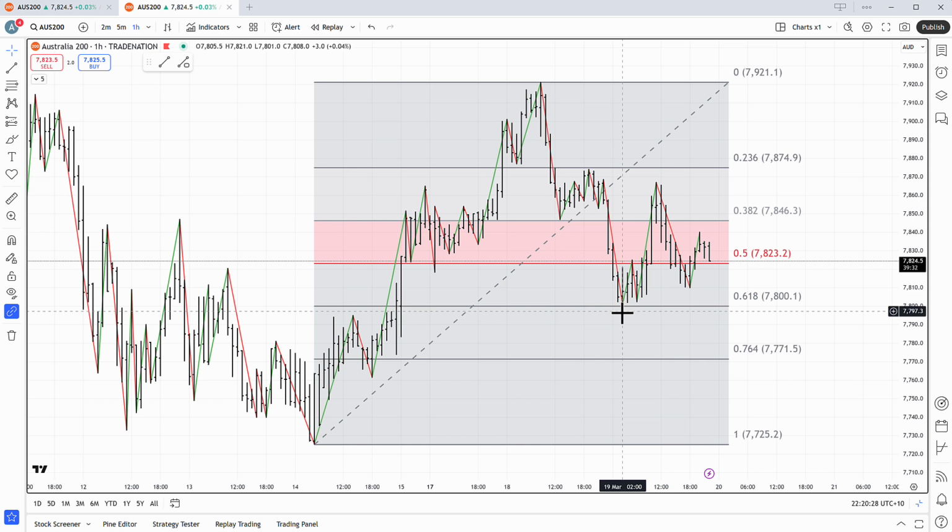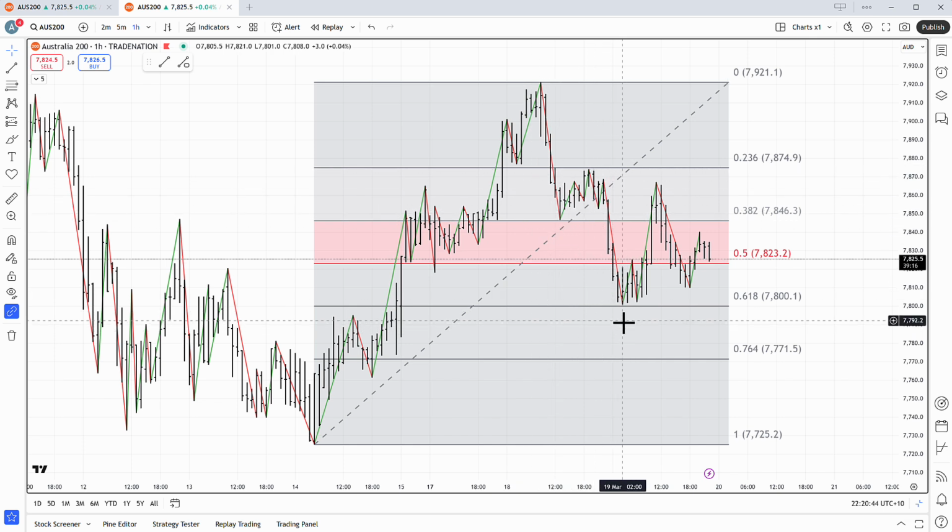Now again, that's a 75-point move. If you take half of that, 20 or 30 points, and you've got $100 per point, well, you've just made $2,000 or $3,000 in a couple of hours. So what we know is that the market is reacting to these Fibonacci levels.